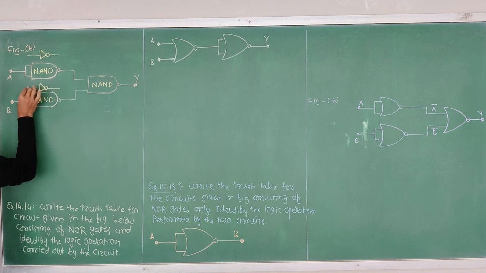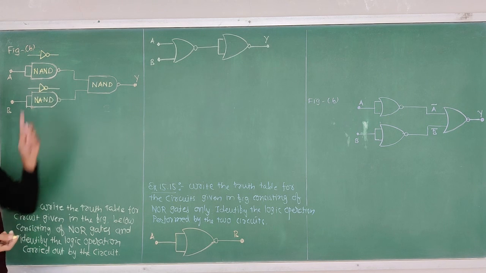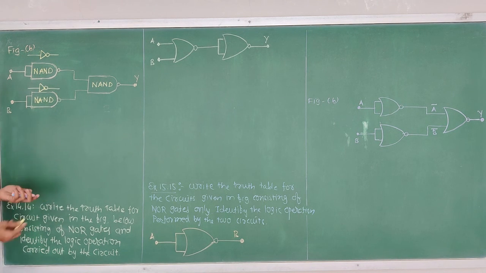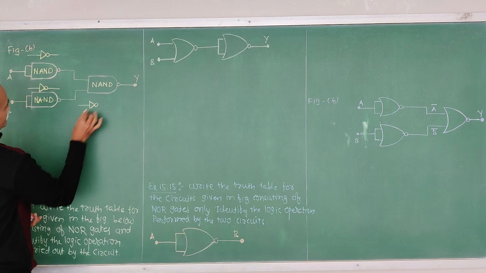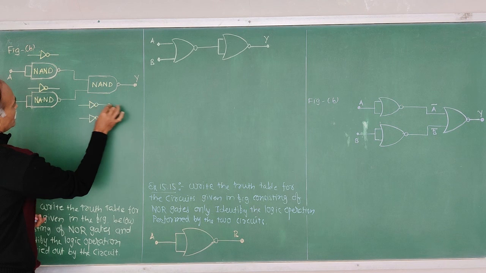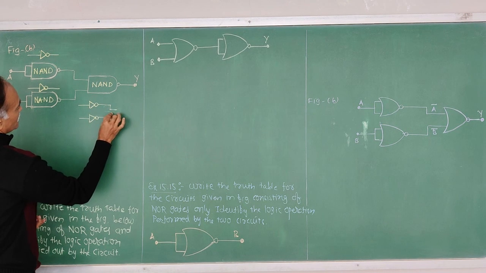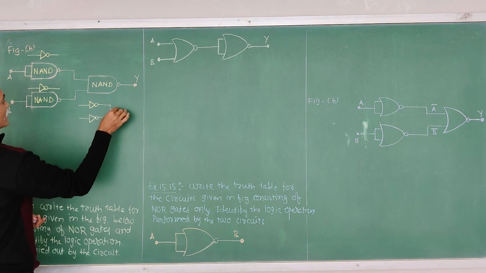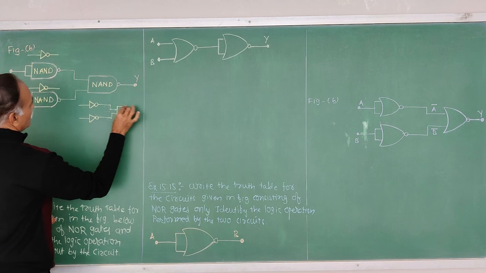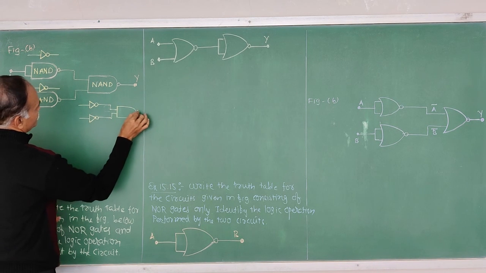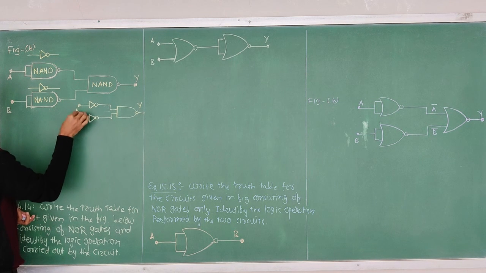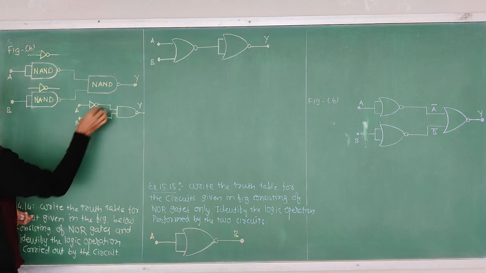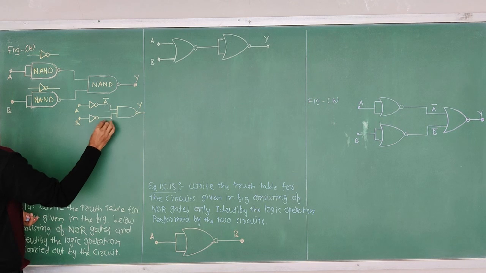So the equivalent circuit of this figure is like this. Here there is a NOT gate, and there is also a second NOT gate, and the outputs of both NOT gates are given as the inputs of a NAND gate. So the equivalent circuit is like this: there is A, there is B, therefore A bar and B bar.